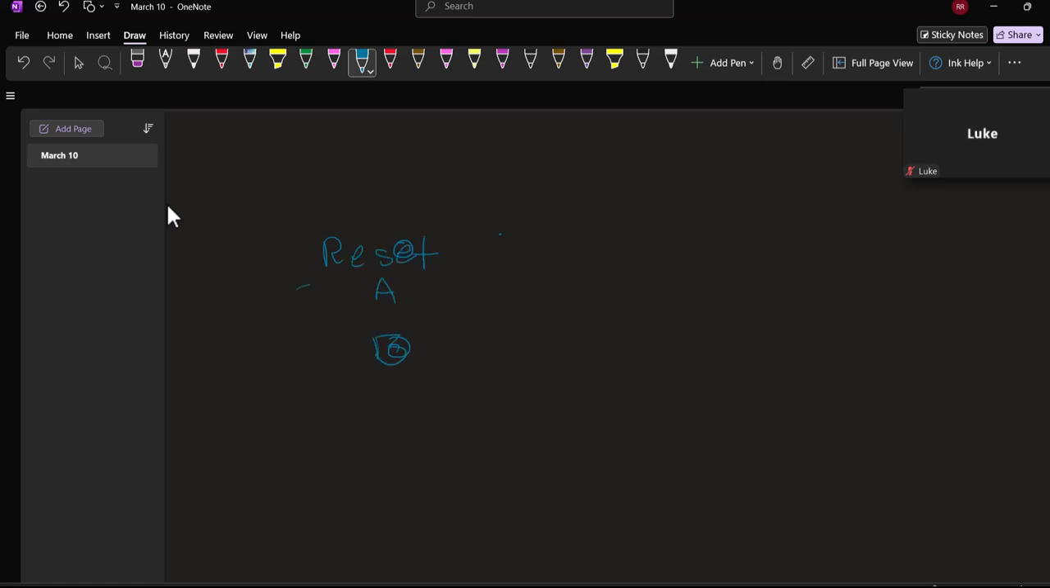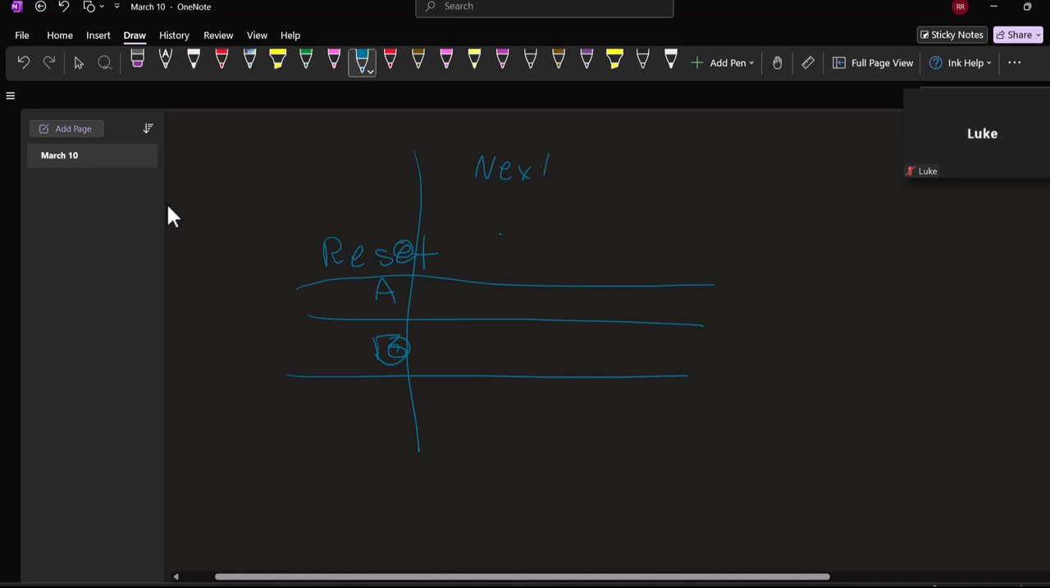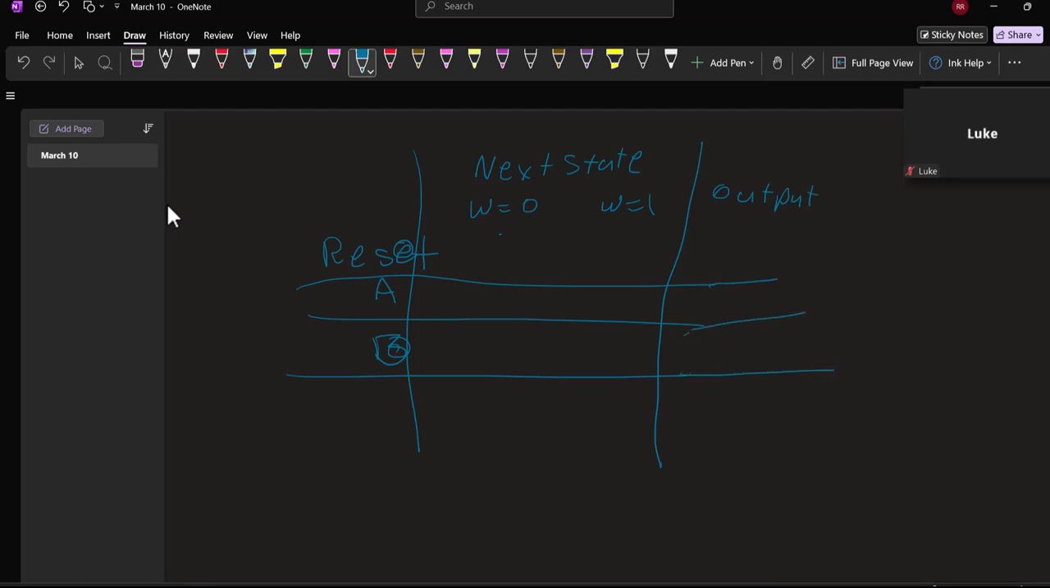Okay, so I called mine reset, A, and B. And then our next state on whatever I called my input variable, W, I don't know what I called it, and then my output. We were supposed to do Mealy, right? Yeah, so W equals 0 or W equals 1. And for reset, my next state, remember I was doing 1, 0, 1, so if you want to do 0, 1, 0, you'll have to change this a little bit.